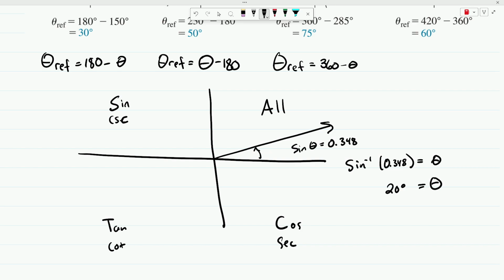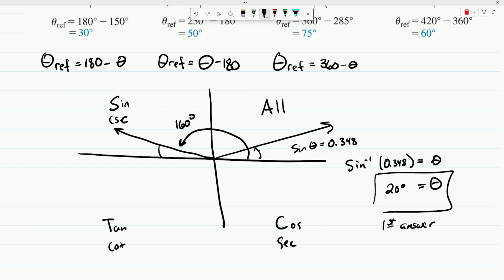Well, the thing to remember is that's just one answer. Because the other answer could be 180 minus 20, or 160 degrees, where our reference angle would still be 20 degrees. So sine has two answers. You have to tell us which one you're dealing with.